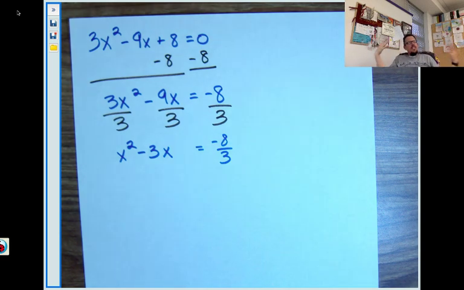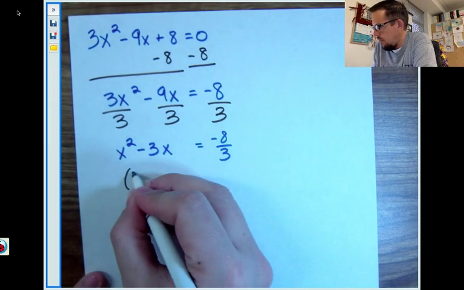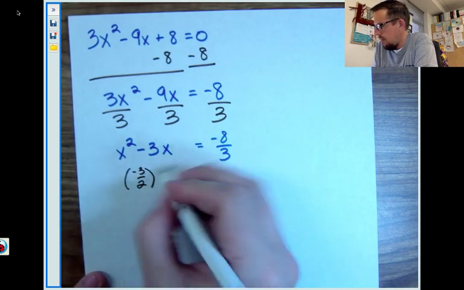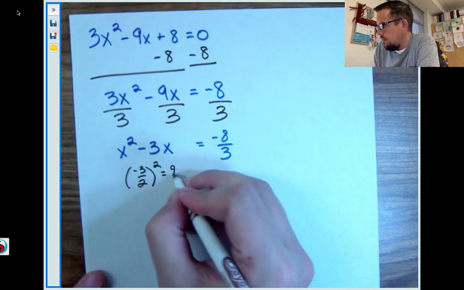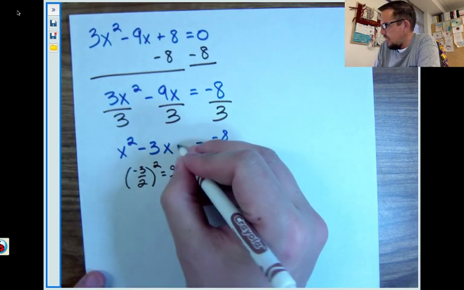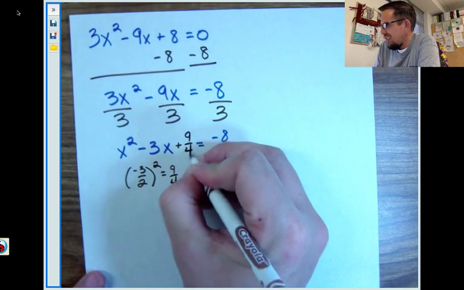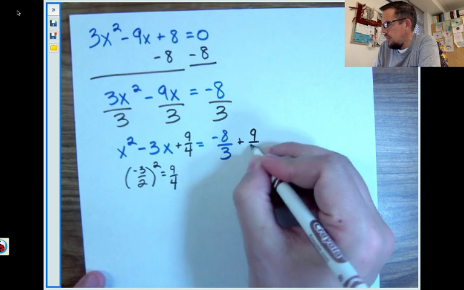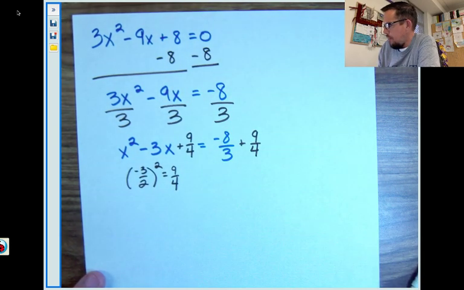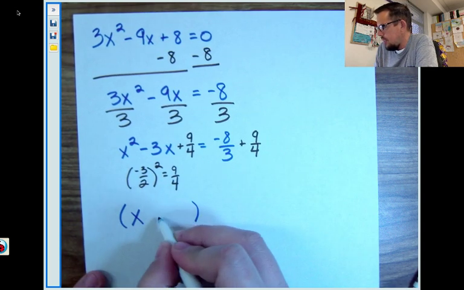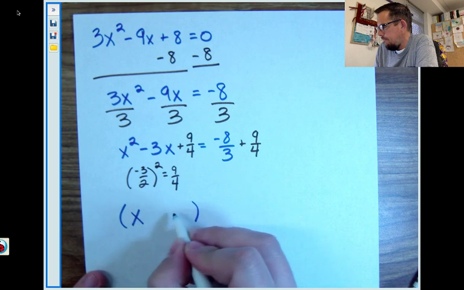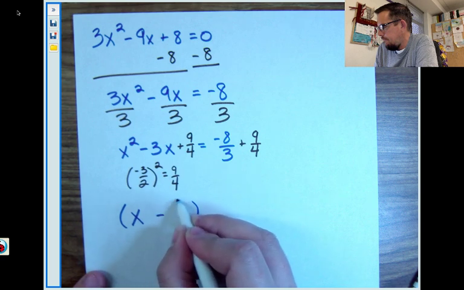I left a little space because our next step is to add the thing. What's the thing? Negative 3 divided by 2 squared. Good, 9/4. So 9/4 is what's going to get added to both sides. So I know that the left side's a perfect square. x minus 3 halves. Good.